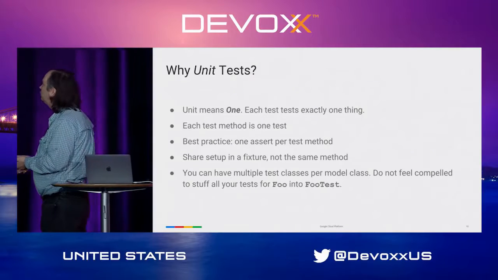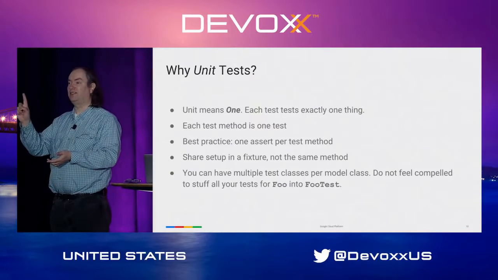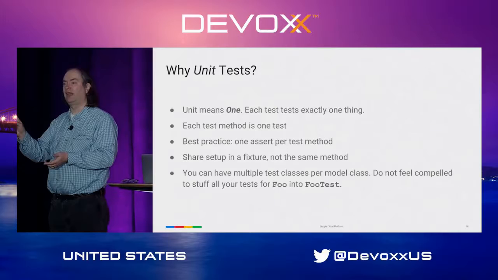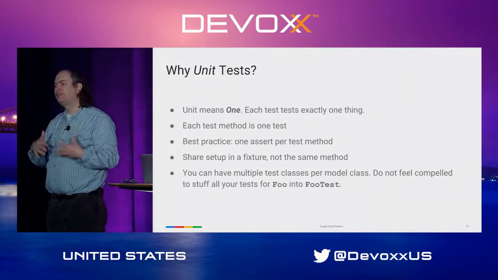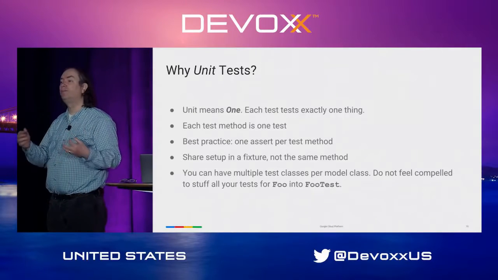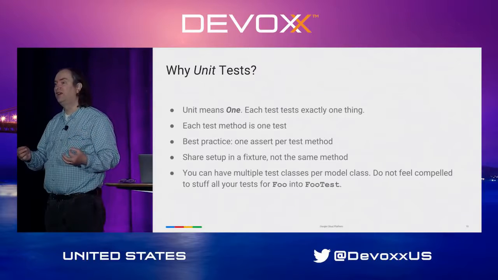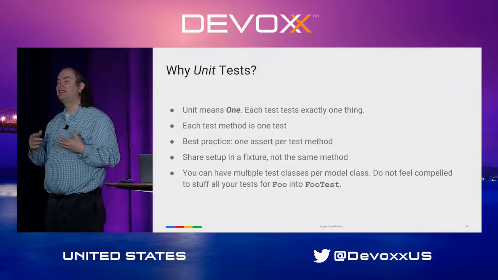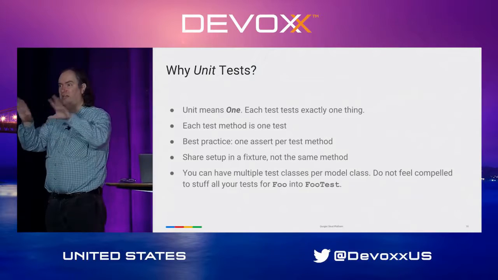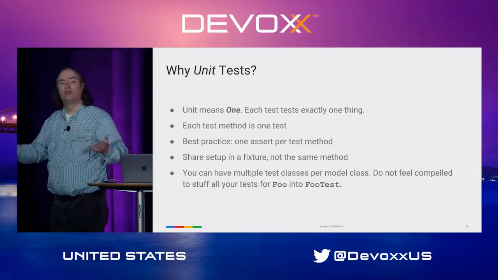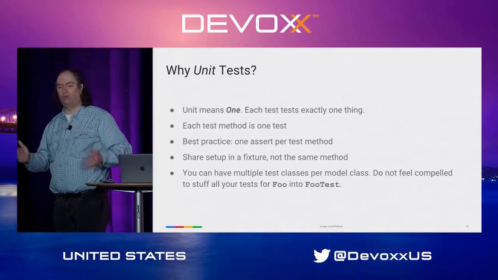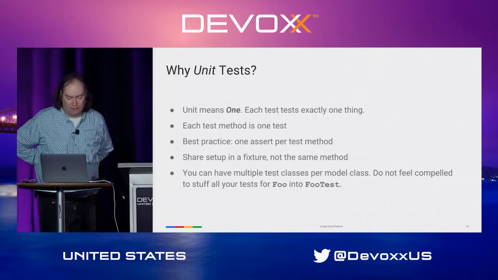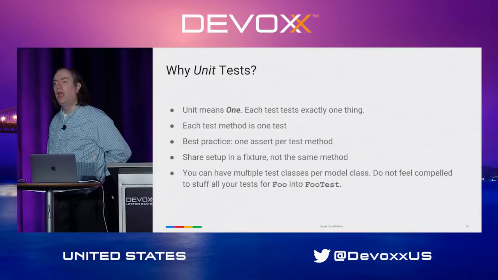That's unit, of course, means one. Each test tests exactly one thing. What a test is depends a little bit on your framework. If you're in JUnit, basically each test method, each method with a test annotation or begins test, that is a single test. Not a test class, but the method. In other frameworks, it can be a little different in terms of what constitutes a single test. But every test method is one test.